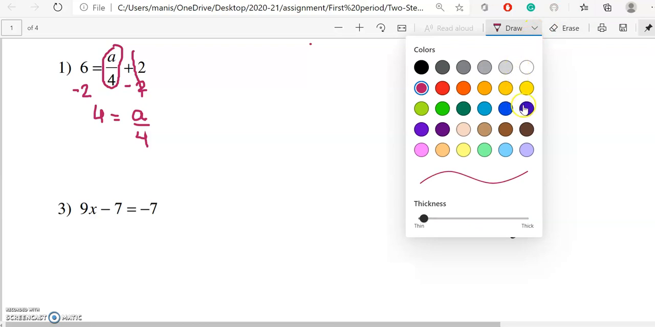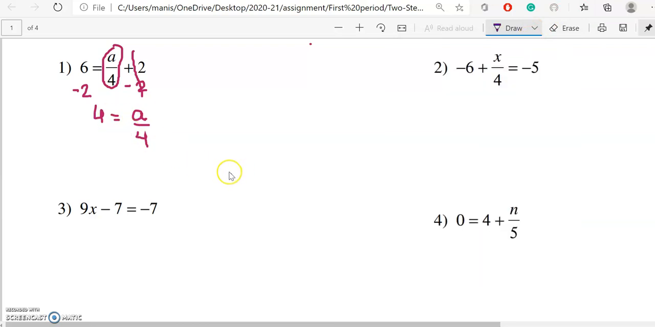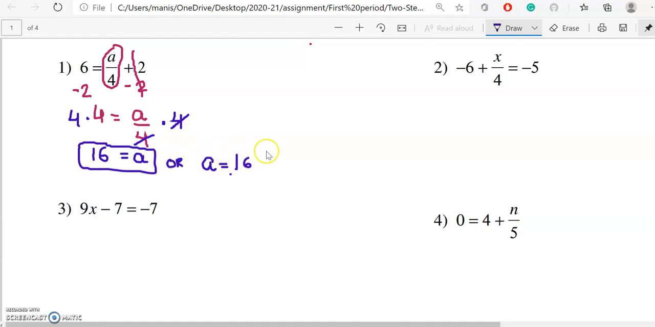Now tell me, what is the opposite of division sign? You see, a divided by 4. So the opposite of division sign is multiply. So I'll multiply by what? The number which is the denominator. When I multiply this side, I need to multiply this side also by the same number because it is an equation. So this 4 and this 4 will get cancelled out. But this 4 times 4 will give you what? 16. This is your answer. But in standard form, we write it like this: a is equal to 16. Go ahead and copy the question and the solution in your notes.